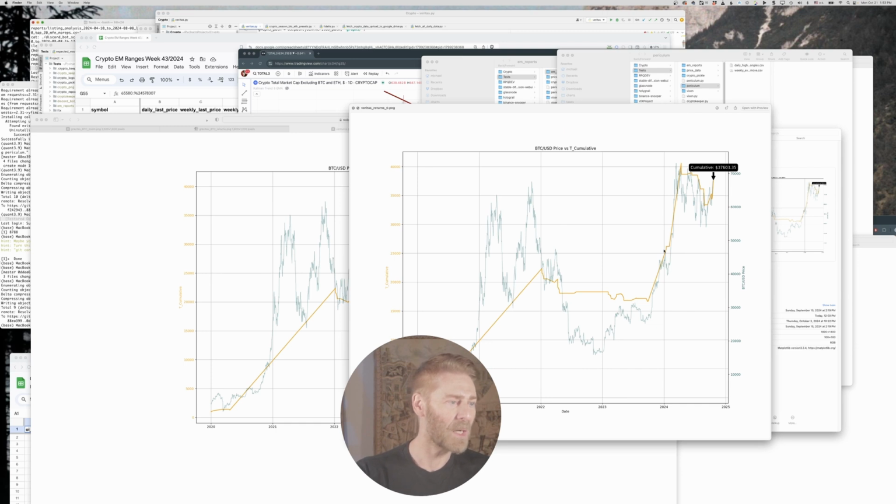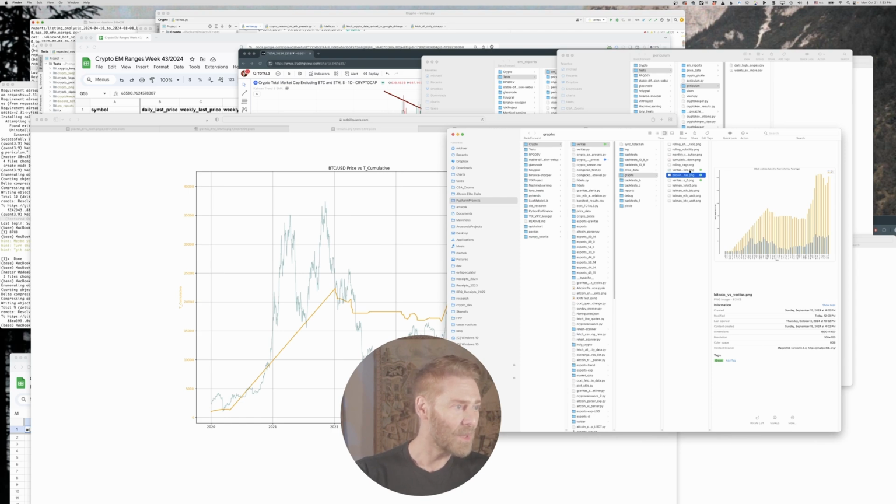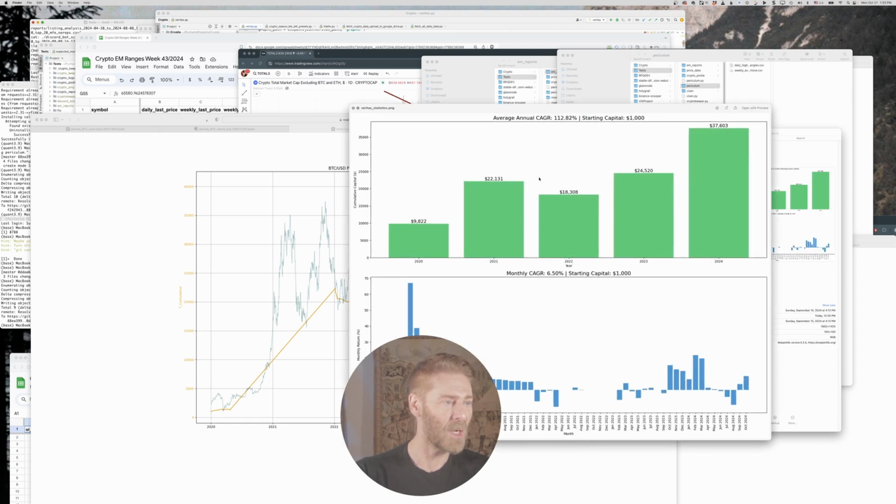This is local because I obviously render a bunch of graphs out, and also wanted to show you this one here. So that's basically Bitcoin versus Veritas cumulative returns over the last 4 years. So it gives you an idea. This is basically hodling down here, right? If you would have just bought Bitcoin right here, where you would be right now in terms of profits, if you would have bought $1,000. And this is basically what you would have made with Veritas. And what else? Also this graph right here. This is the CAGR, and that's for each year, 2020 all the way through 2024.